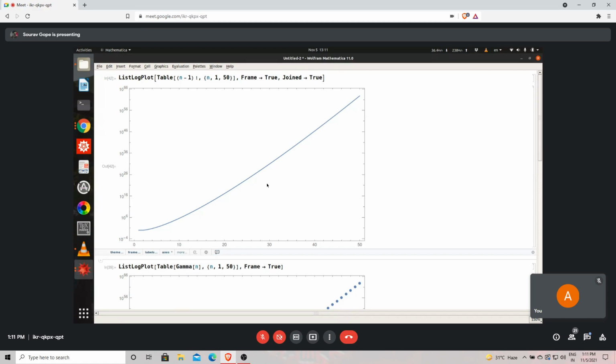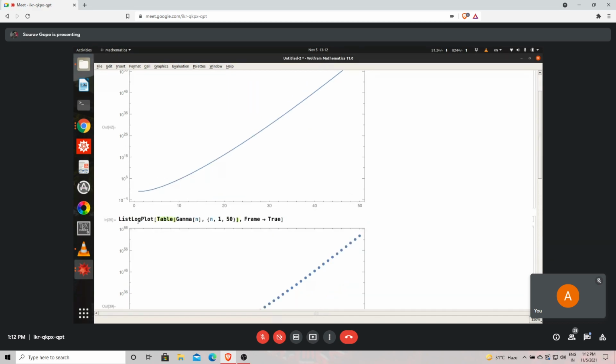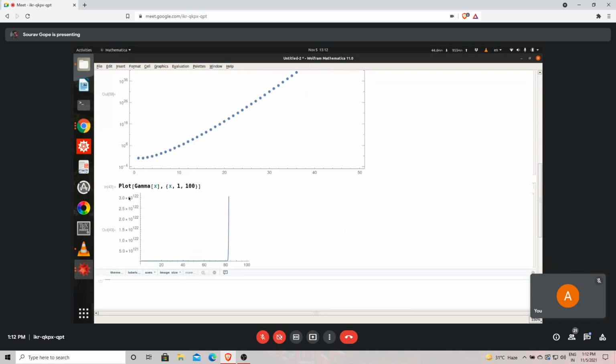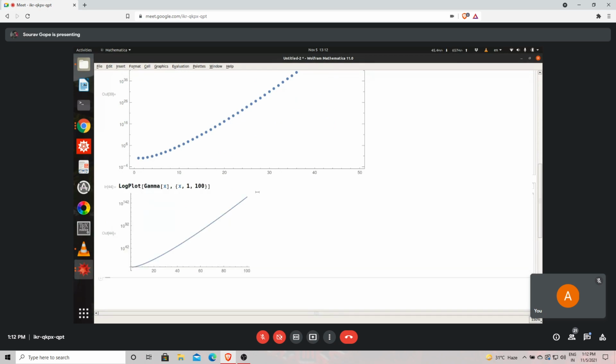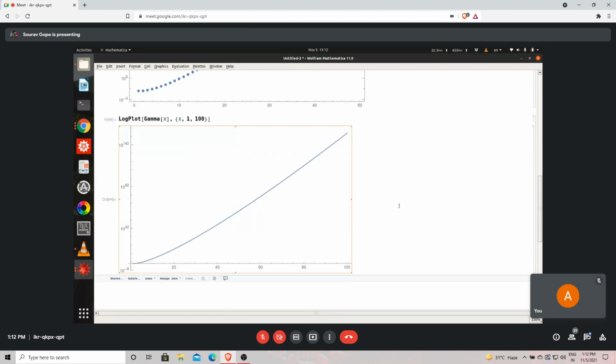But there is a catch. Now when we try to define the gamma function, which looks like n minus 1 factorial for integer values, we can also define gamma functions for non-integer arguments. For gamma n, if we just plot gamma of some x for x from 1 to 100 and make it a log plot, this is basically what the gamma function looks like, and this is valid.